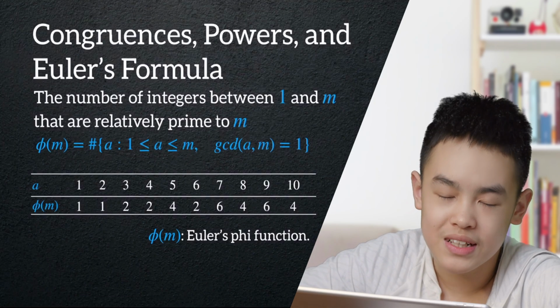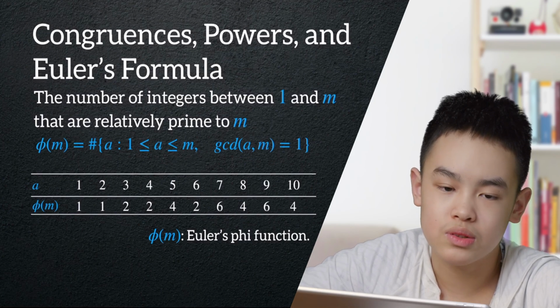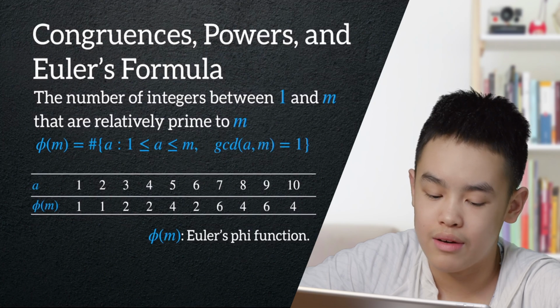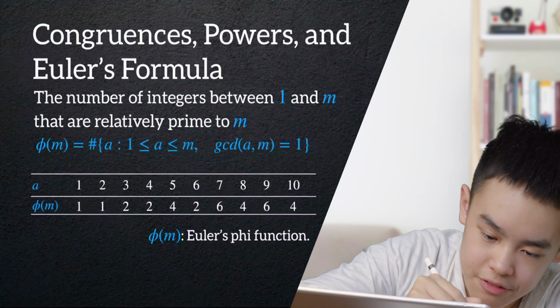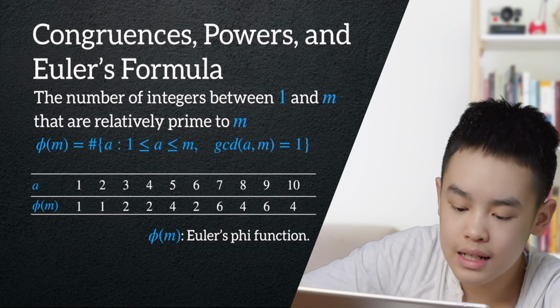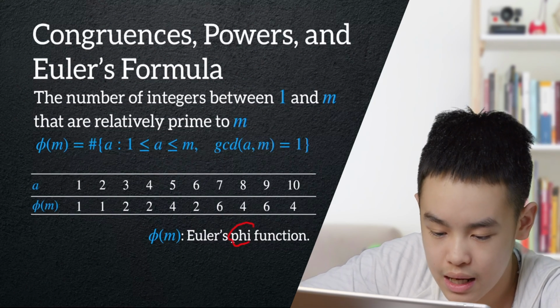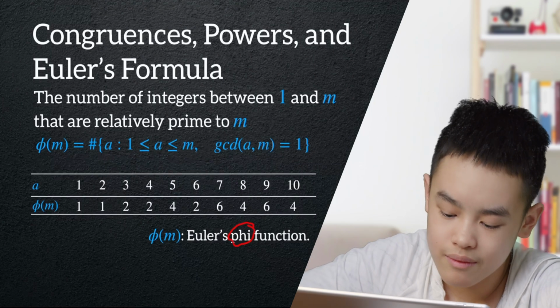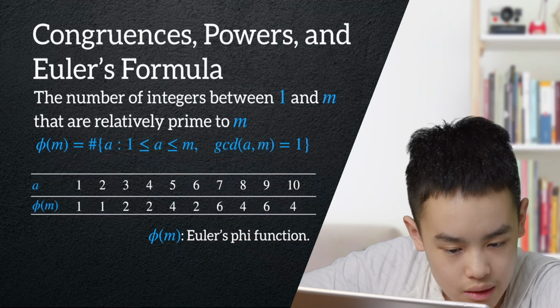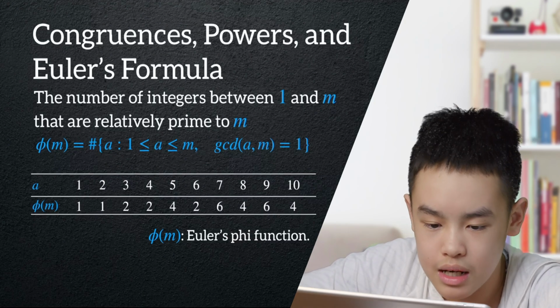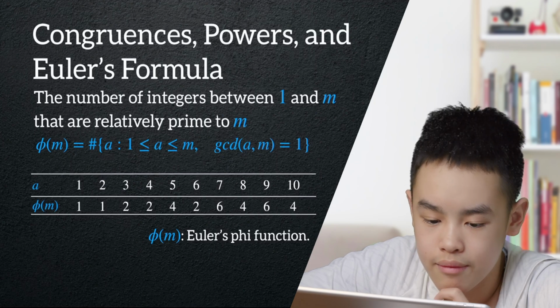First things first, we've got to introduce a new character, and he is phi. What is phi? A Greek letter pronounced P-H-I. Phi m is basically the number of integers between 1 and m that are relatively prime to m.